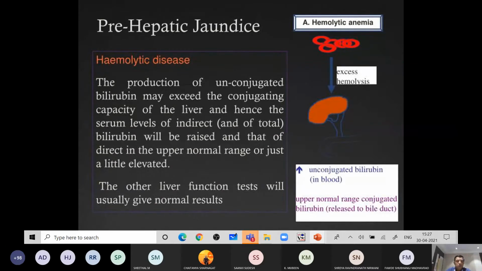Here hemolysis will be more. See, in hemolytic anemia, with excess hemolysis of RBC, there will be an increase in the bilirubin level in the blood. The upper normal range conjugated bilirubin is released into the bile duct.